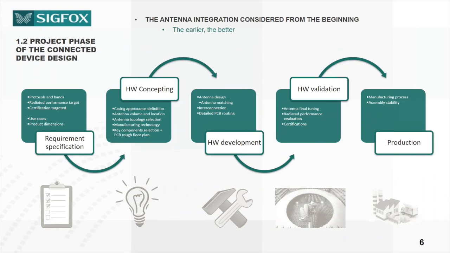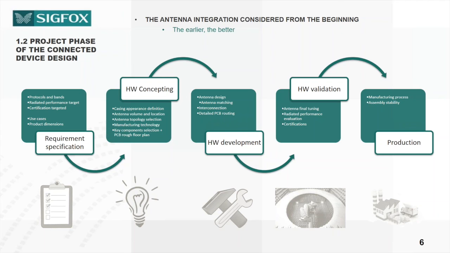Okay, now in this slide I will go through the different project phases of a connected device design, mainly focusing, of course, on antenna design. So let's start with the requirement and specification phase. In this phase, regarding the antenna, you should define basically all the protocols and bands you want to cover. That will define the bandwidth you need for the antenna and so on.